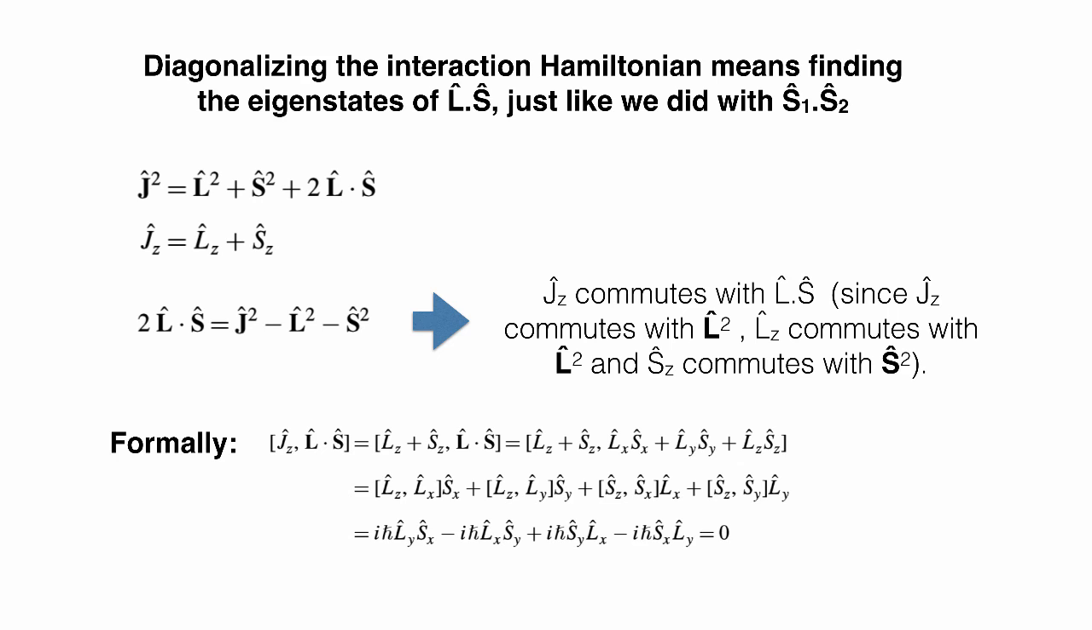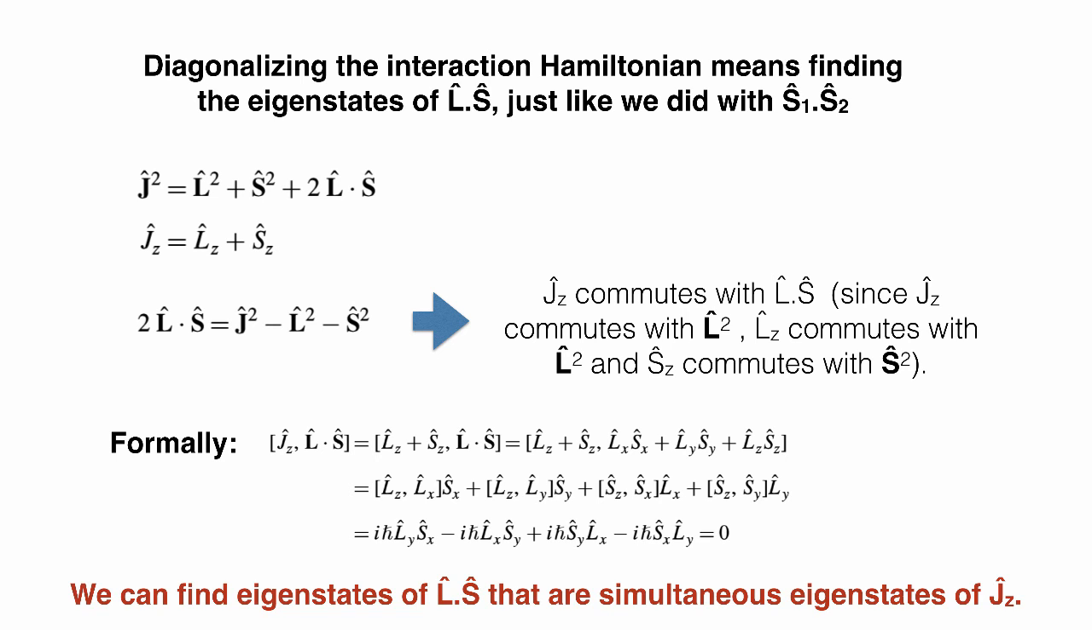So that's the reason why we see that Jz commutes with L square, J square minus L square minus S square. This is what it means. Okay, so this is very interesting because that means that if we can use eigenstates of Jz, we also find eigenstates of L dot S. Okay, very good.